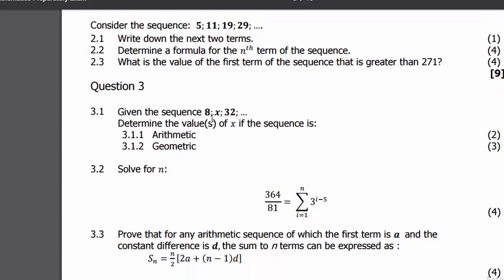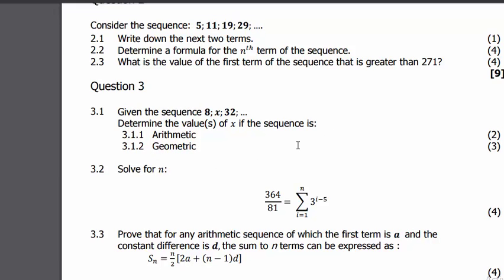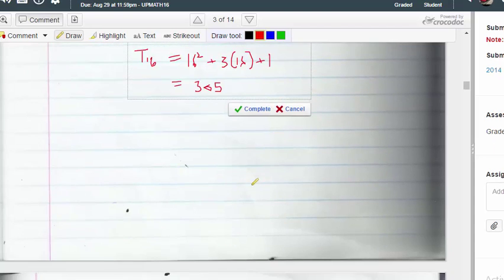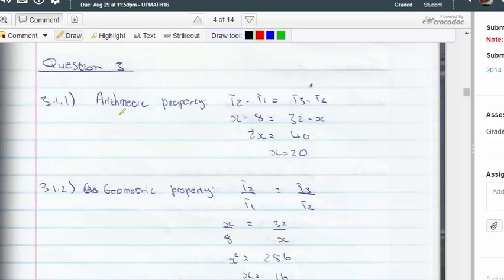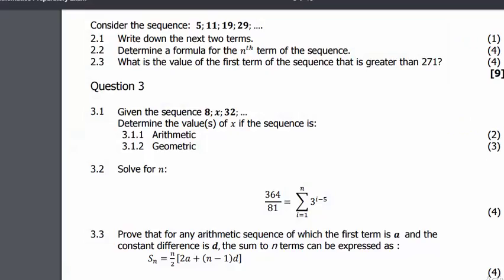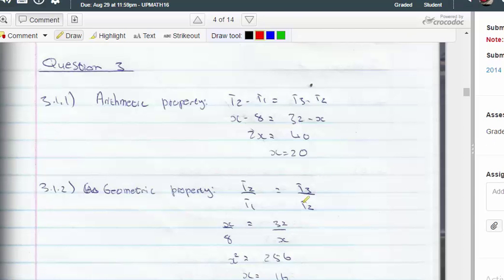Given this sequence x, 8, 32, determine the value of x if the sequence is arithmetic, and determine it if it is geometric. It's three marks. The student used the arithmetic property, which means term 2 minus term 1 is equal to term 3 minus term 2, in other words, a constant difference, and he gets 20. Let's just see: if I add 12, I get 20. If I add 12, I get 32. So I get a constant difference.